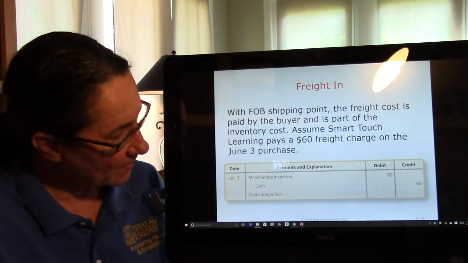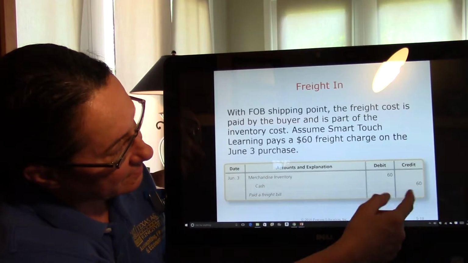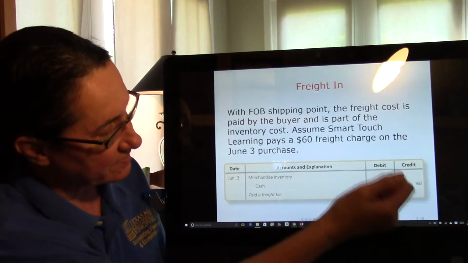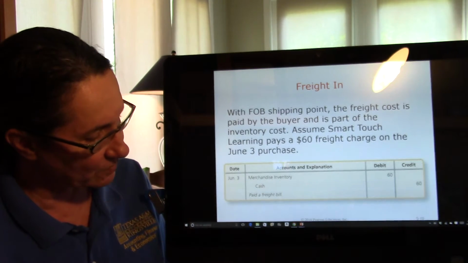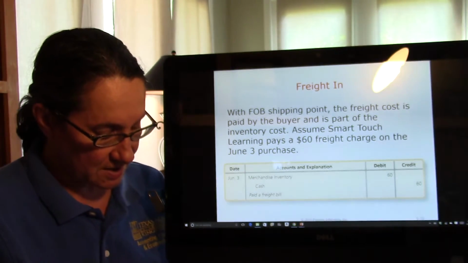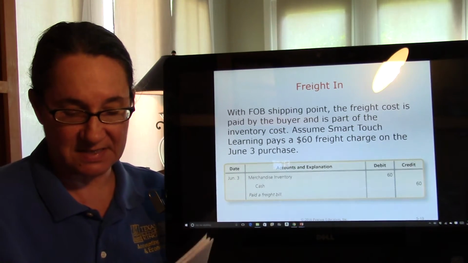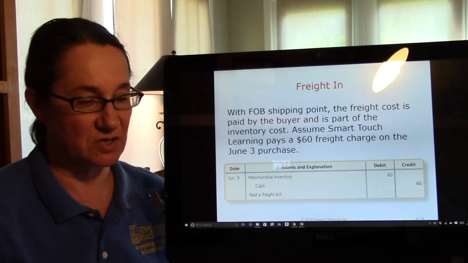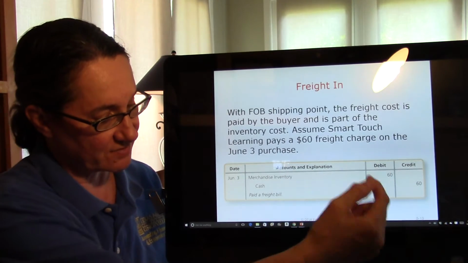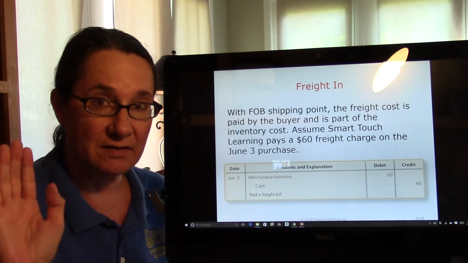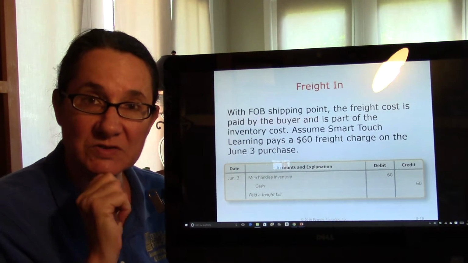So that's all that's happening here is Smart Touch Learning is paying for the shipping of the tablets. They're buying it, they're the buyer, it was FOB shipping point, so they're paying the freight charge. Assume Smart Touch Learning pays a $60 freight charge related to the June 3 purchase. Smart Touch Learning should record a debit to merchandise inventory and a credit to cash. It just becomes part of the merchandise inventory, even though it's not an actual thing you've purchased, it's just the shipping costs.